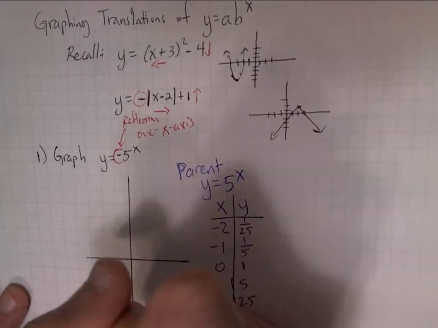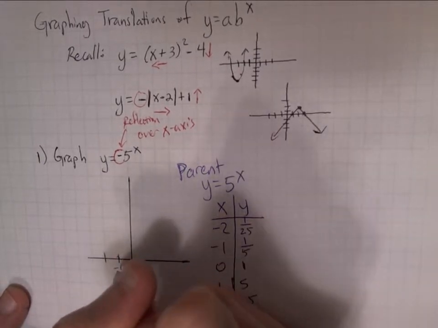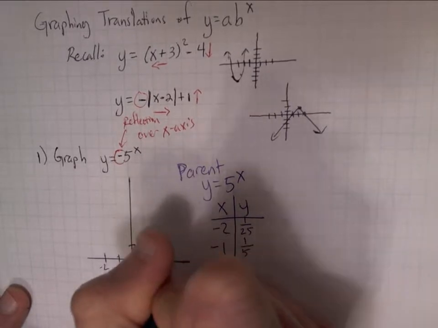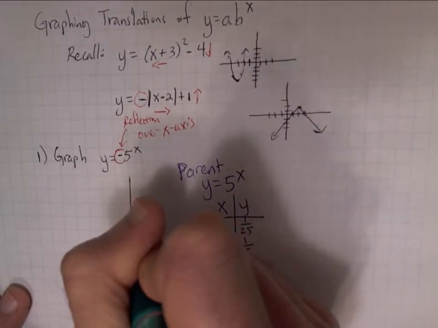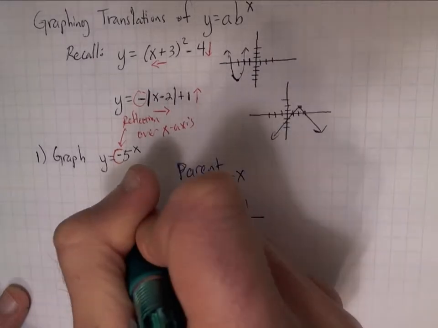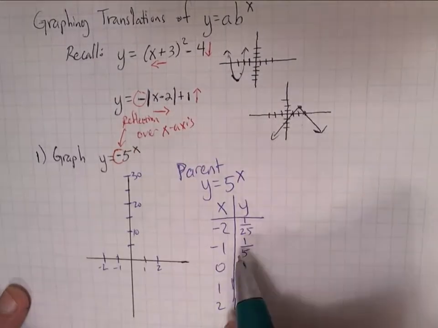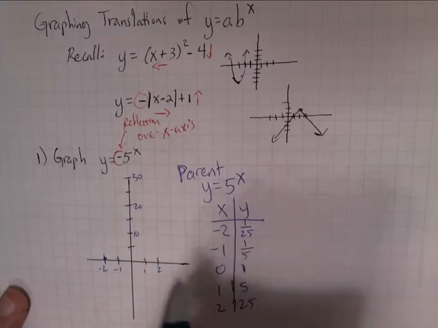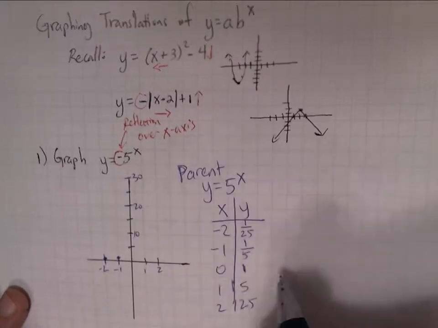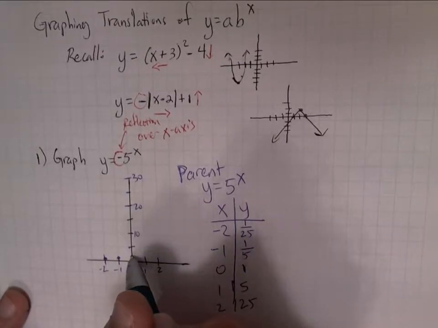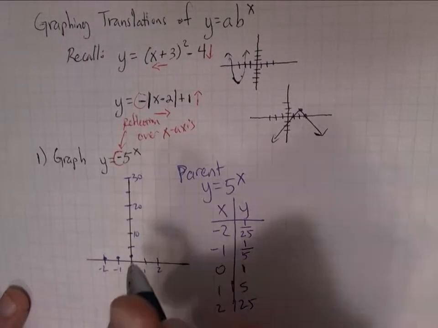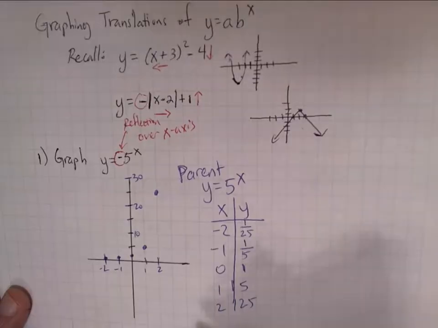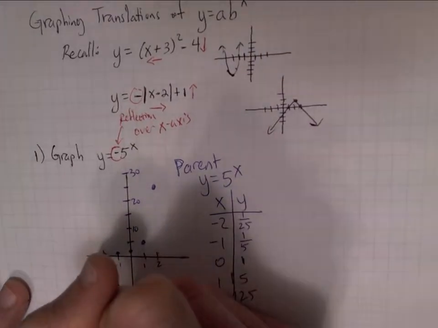So negative 2, I'll have these go by 1s here. And let's count these by 5. So 5, 10, 15, 20, 25, 30. Negative 2 goes to 1/25, so super, super small. Negative 1 goes to 1/5, again, super, super small. 0 goes to 1, so you're only really a fifth of the way up here. 1 goes to 5 up here, and 2 goes to 25 up here. That's the parent.